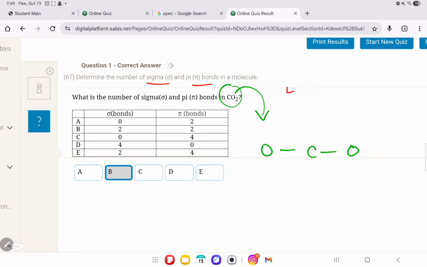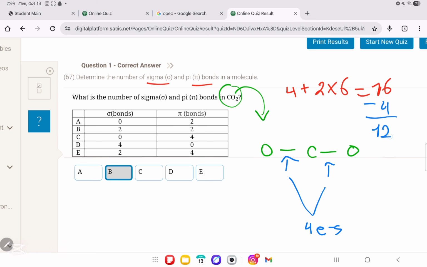Carbon is in group 4 plus oxygen is in group 6. So how many oxygen do we have? 2 times 6. That means how many electrons do we have? 4 plus 2 times 6, which is 16. But remember, we already used 2 pairs of electrons, so that's going to be 2 times 2 electrons. In total, we already used 4 electrons, right? So it's going to be 16 minus 4, which is 12. What does 12 mean? That means you divide it by 2, of course, to get the number of lone pairs, which is 6 lone pairs.